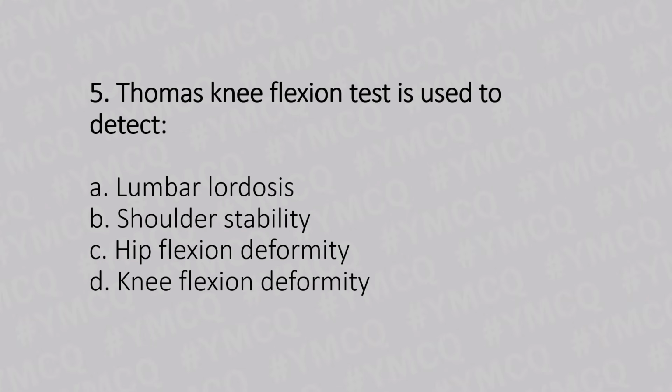Thomas knee flexion test is used to detect. Option A, lumbar lordosis. Option B, shoulder stability. Option C, hip flexion deformity. Option D, knee flexion deformity. And the answer is option C, hip flexion deformity. Moving to our sixth question.